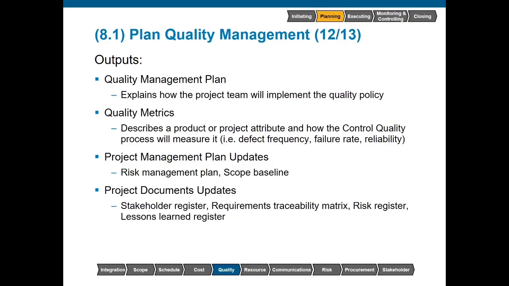We could also have project management plan updates, including the scope baseline if we have to add work for these quality activities. Our project documents updates, including the stakeholder register, requirements traceability matrix, if we do have specific quality requirements that we must include, the risk register, and lessons learned register.